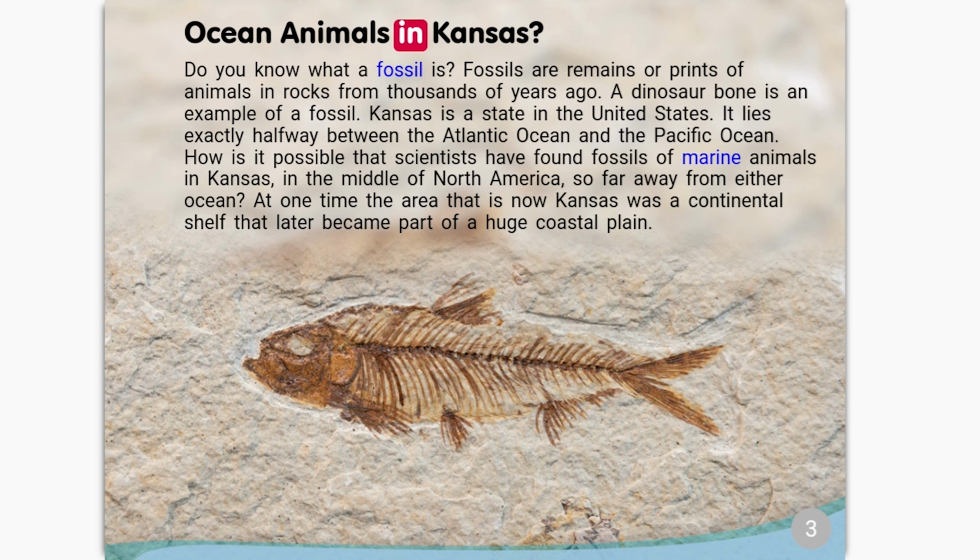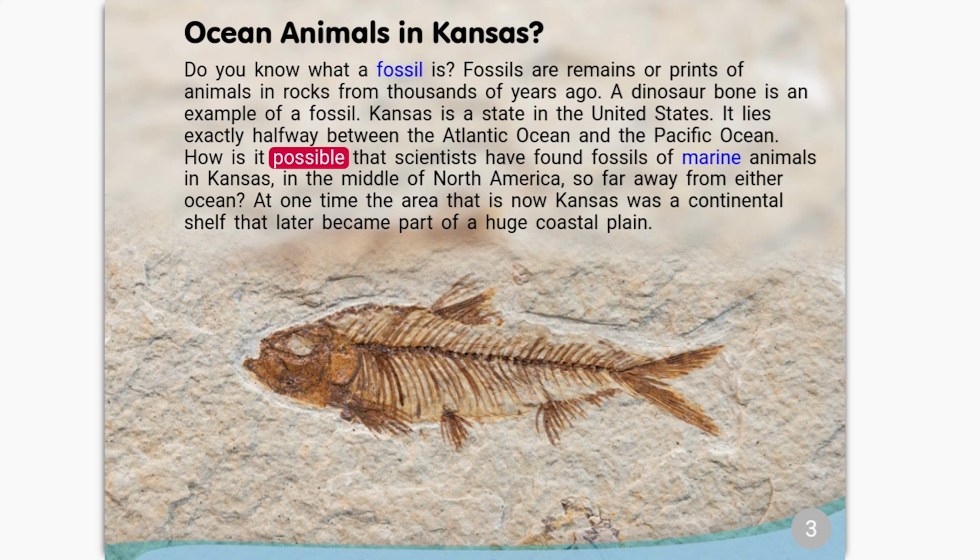Ocean animals in Kansas? Do you know what a fossil is? Fossils are remains or prints of animals in rocks from thousands of years ago. A dinosaur bone is an example of a fossil. Kansas is a state in the United States. It lies exactly halfway between the Atlantic Ocean and the Pacific Ocean.